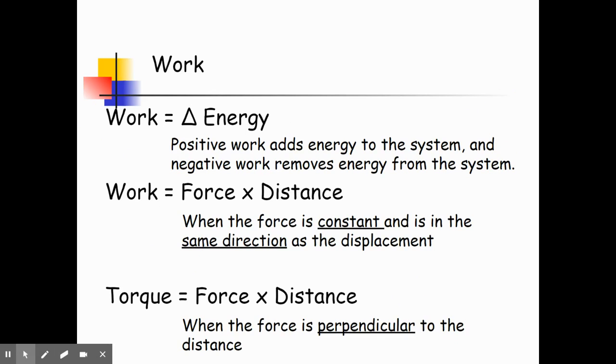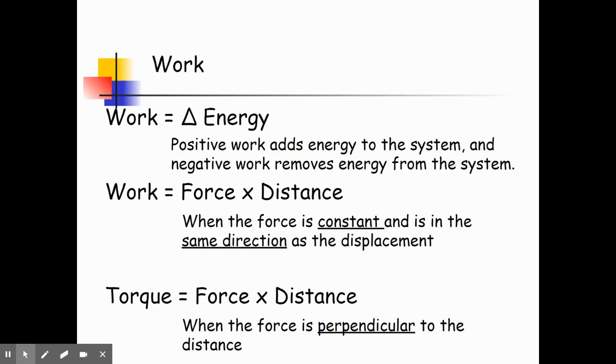So work is equal to your change in energy, and positive work is going to add energy to the system, and negative work is going to remove energy from the system. The equation for work is that work is equal to force times distance. And this is when the force is constant and in the same direction as the displacement. So when I'm pushing on something, the force and distance are parallel to each other.